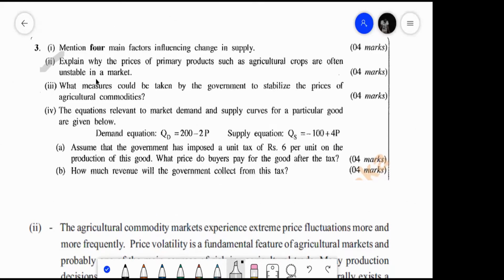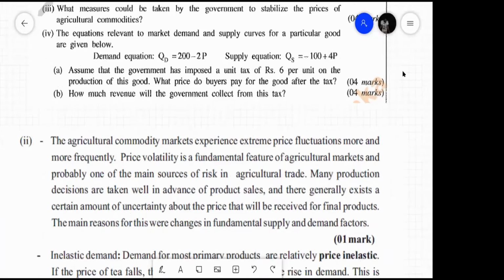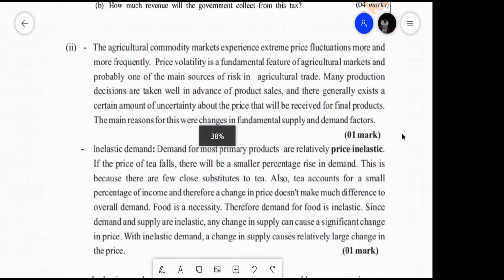And then this, what measures has the government taken to stabilize the price of agricultural commodities? Now, this first part is okay. Explain why prices of primary products such as agricultural crops are often unstable in a market. Even the answer scheme, I copied the original answer scheme answer, but even that is not that good. It's a direct copy paste from the internet. So I just copied and pasted it because I didn't want to spend time typing.